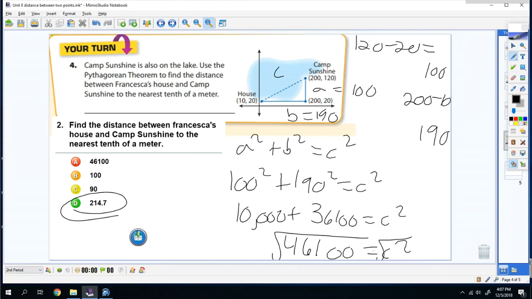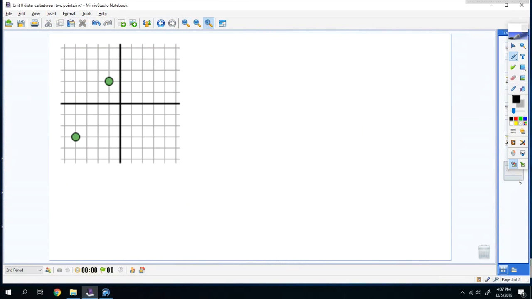Okay, so that's the main idea we're going to do. I'm also going to do the first example on your homework. So this is what your homework looks like. And what you need to do is find the distance between the 2 points, like that. And what you would do is create a right triangle, like so. So you're trying to find this point, C. So I'm going to label this A, I'm going to label this B. So we count 1, 2, 3, 4, 5. So A equals 5. 1, 2, 3. And so B equals 3.